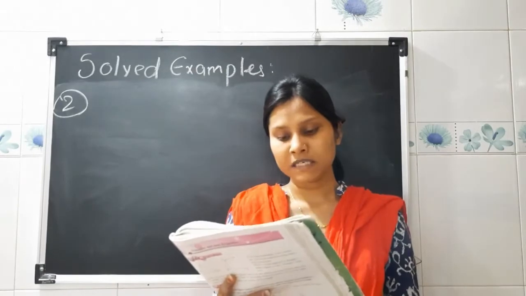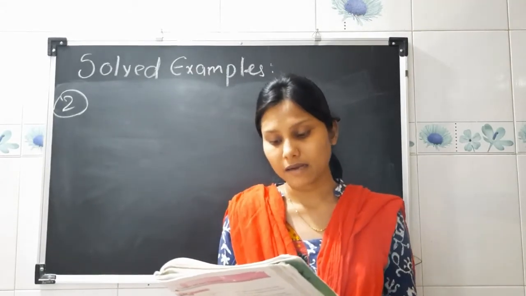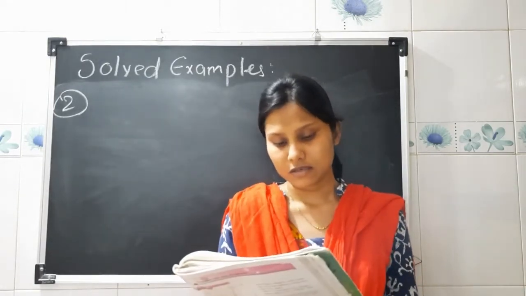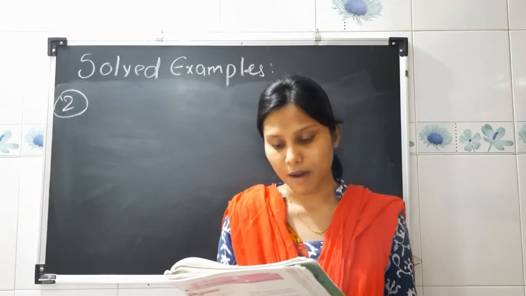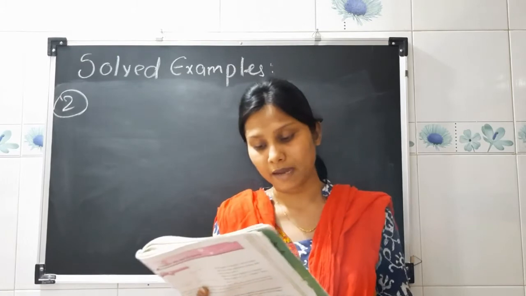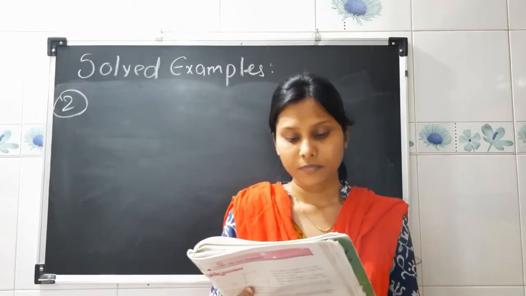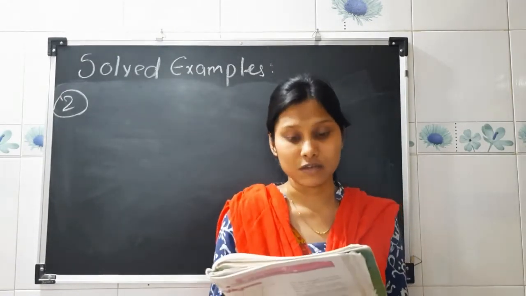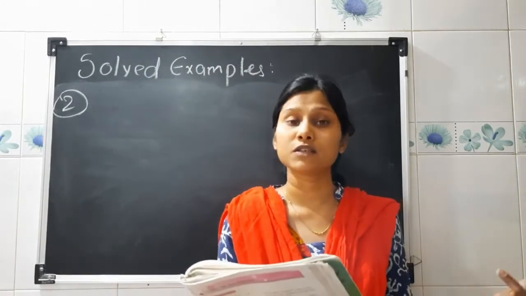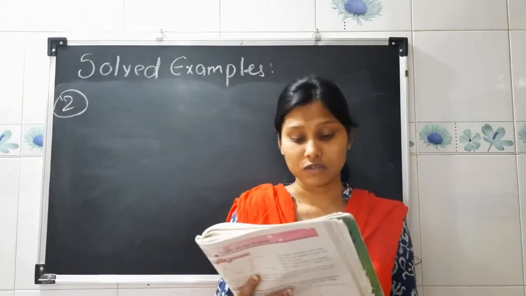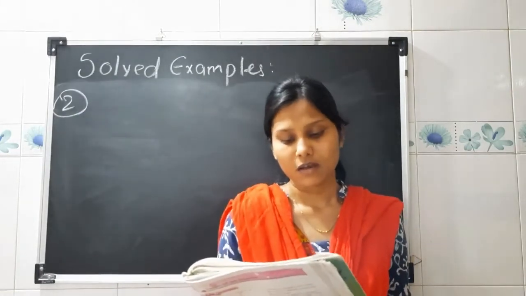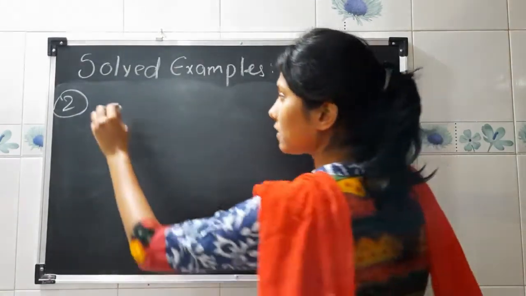Vilasrao borrowed rupees 20,000 from a bank at a rate of 8% per annum. What is the amount he will return to the bank at the end of the year? Here in this question, in the previous question Vinita deposited rupees 15,000, but now Vilasrao borrowed 20,000 from a bank. So here the principal amount is 20,000.